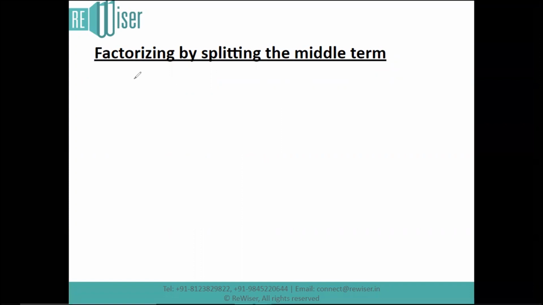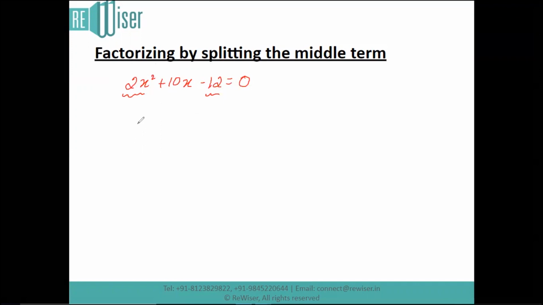So let me take an example. Let's say I have 2x squared plus 10x minus 12 is equal to 0. Now I need to find the factors or the roots of this polynomial. The best way to do it is splitting the middle term. In order to do that, the first step is to multiply my first and the last term, in other words, the coefficient of x squared and the constant term.